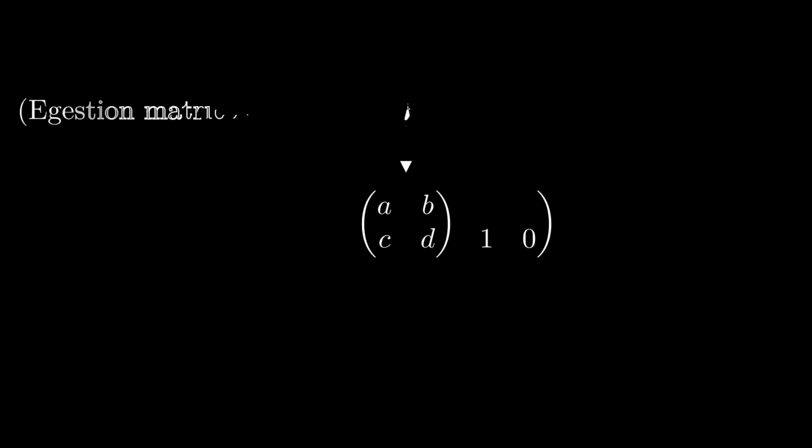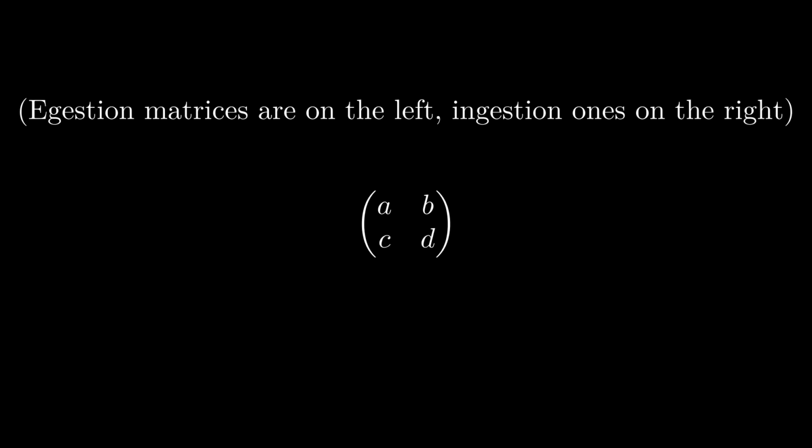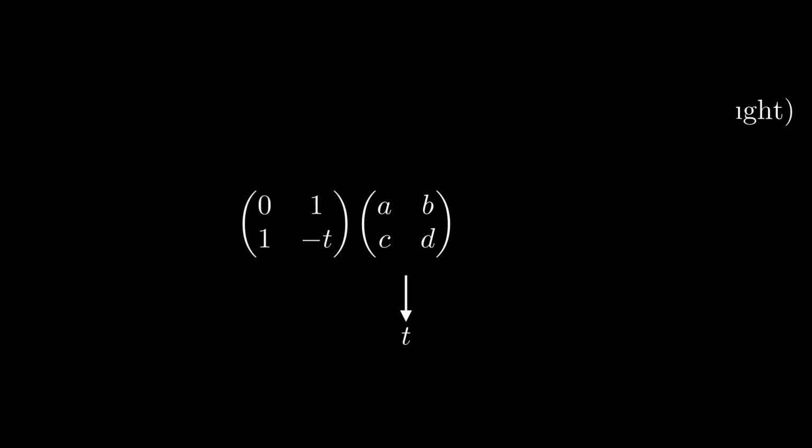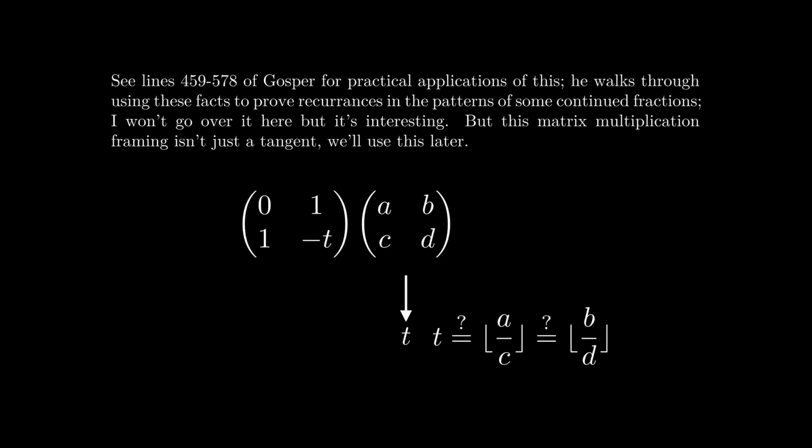Interestingly, the generation of a fractional expansion can actually be viewed as a series of matrix multiplications. Start with a coefficient matrix, and for each term t you ingest, multiply it by this matrix. Egestion can also be viewed as a matrix multiplication. You multiply by the inverse of the matrix for incorporating a term, equivalent to this. You still need two integer divisions to test whether a over c and b over d have the same integer part, and what that integer part is, which is still expensive.